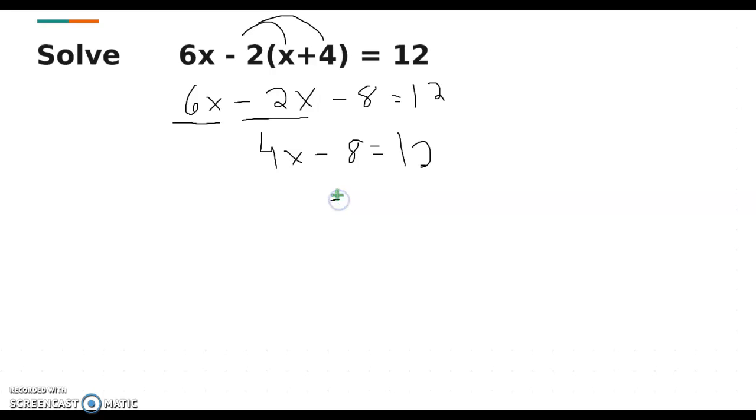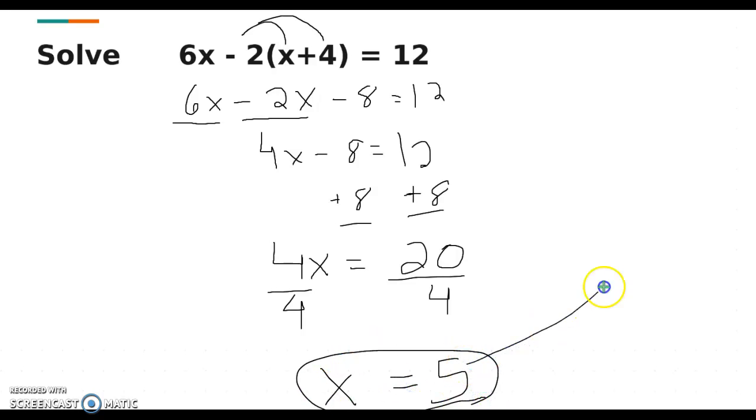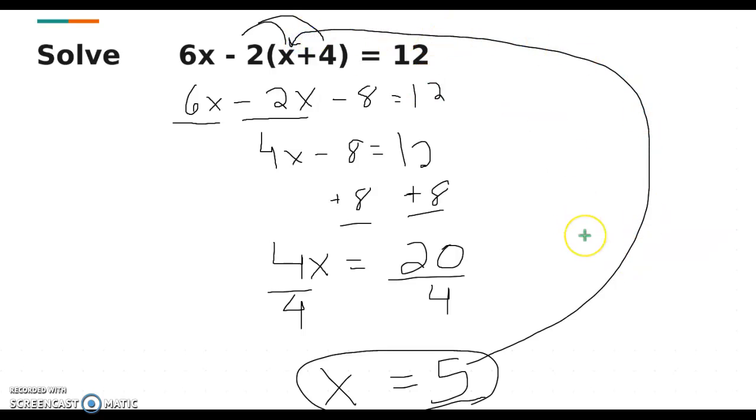I need to add this 8 to the other side. That gives me 20. I'm left with 4x equals 20. X is being multiplied by 4, so we do the opposite of multiply by 4. We divide by 4. 20 divided by 4, 5. 5 is our answer, but keep in mind you can always check by taking your answer and substituting it back in for the variable in your original equation to see if it works that way.